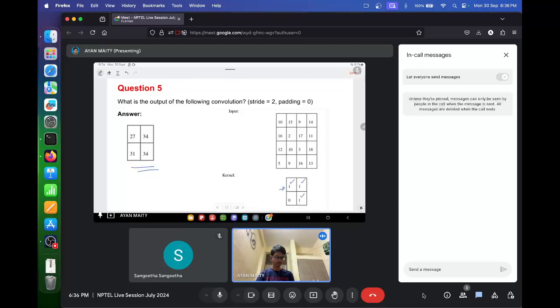As the kernel looks like this, the first element, second element and the fourth element are 1 and the third element is 0. So simply we have to take the sum of these three to get the first element, then take the sum of these three to get the second element here. Similarly, take the sum of these three to get the third element, and take the sum of these three to get the final fourth element.